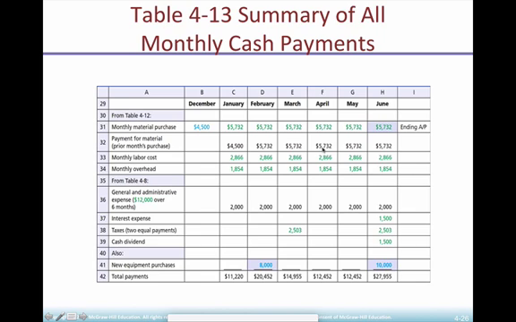We made that assumption, level production it is called. Then we add other expenses, administrative. And then we have taxes, quarterly payments of taxes in March and June.